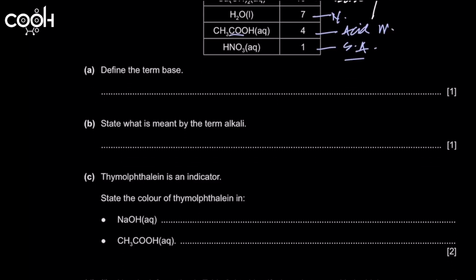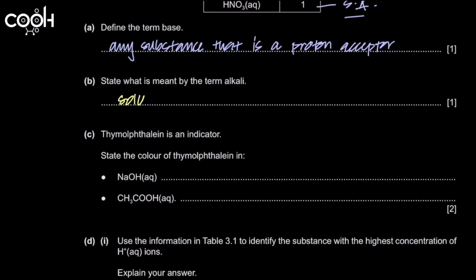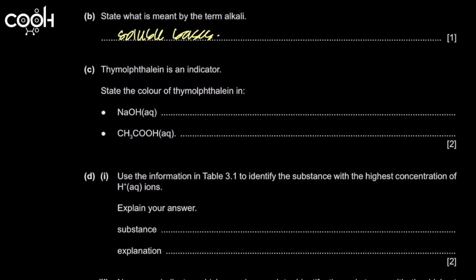All right. It says, define the term base. What is a base? A base is a proton acceptor. So any substance that is a proton acceptor. What is meant by the term alkali? Alkalis are soluble bases, and bases are usually metal oxides and metal hydroxides. So you could also define it as soluble metal oxides and hydroxides, but it's better to just say soluble bases.